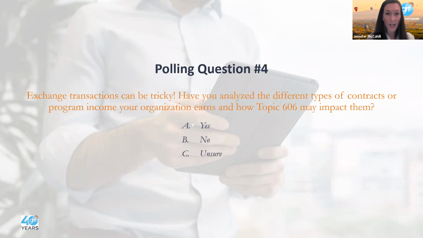Have you all analyzed the different types of contracts or program income your organization earns and how to apply them? So go ahead and answer that question. And then our fourth CPE word will be impact. So how this will impact your organization. I-M-P-A-C-T. So this is the fourth CPE word if you all want to get CPE credit.